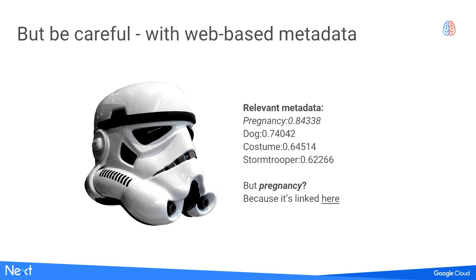But be careful about this, because we use the web metadata, we can get a lot of false positives too. For example, this is clearly a stormtrooper image, but we also give you a metadata called pregnancy. And you're like, why did you get that? If you click on this link, it actually goes to a Pinterest page, and somebody there has used this image to drive a baby shower.